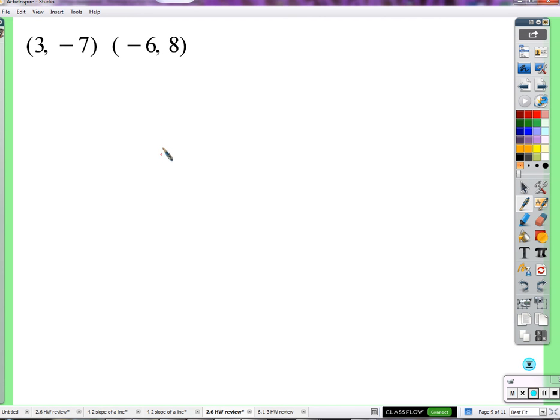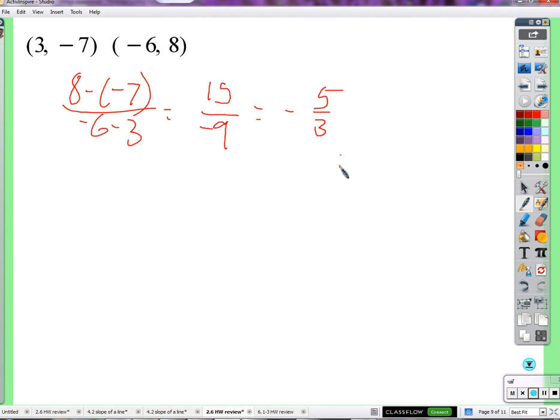So now we have 2 points. We need to use the 2 points to find the slope, and then we can use the point we want. Here we go. So the slope is going to be 8 minus negative 7 over negative 6 minus negative 3. 8 plus 7 is 15, over negative 3. So that's negative 5.